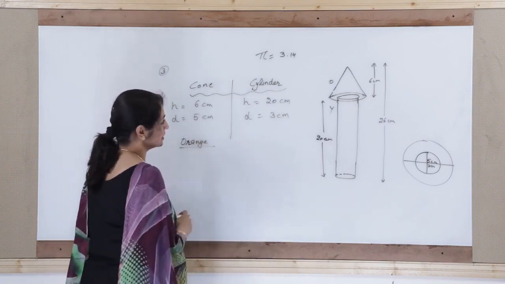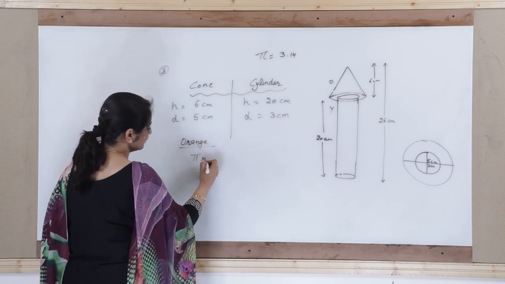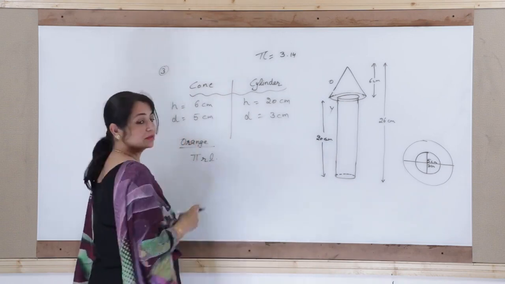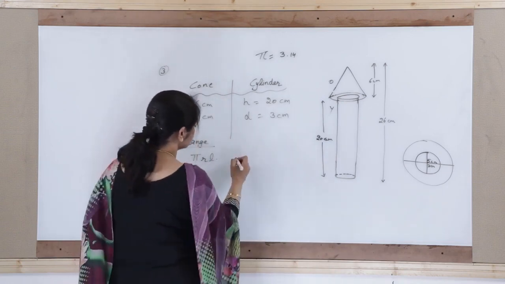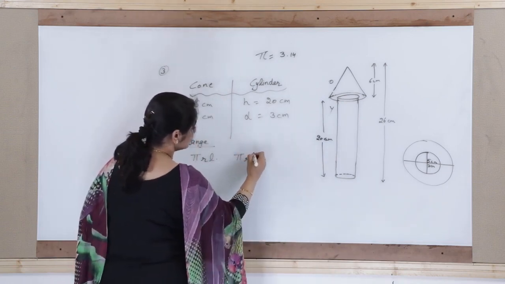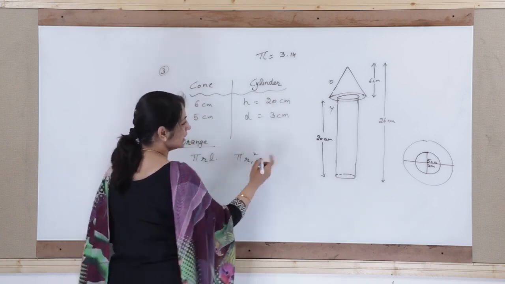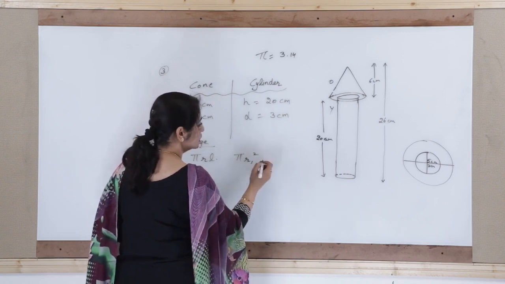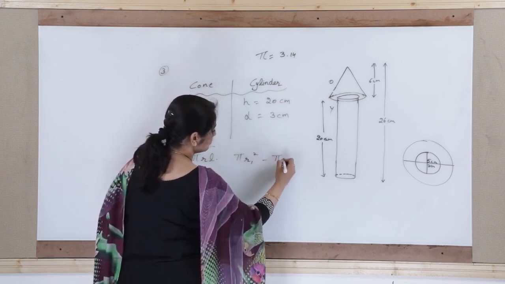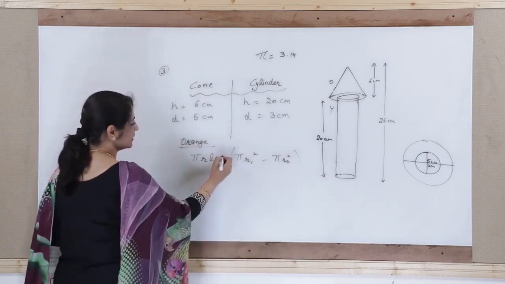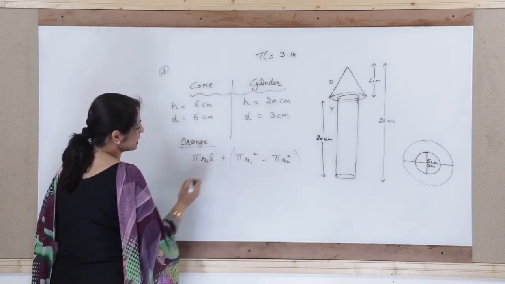For the curved surface area, the formula is pi RL. And for this strip, first we need to calculate the area of the outer circle, that is pi R1 square. Suppose the radius of the bigger circle is R1 and that of the smaller circle is R2. So we need to subtract this area pi R2 square from this one. So pi RL plus this. Here this R is also R1.